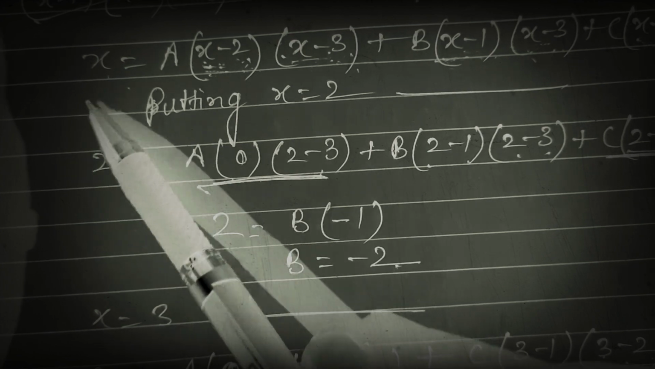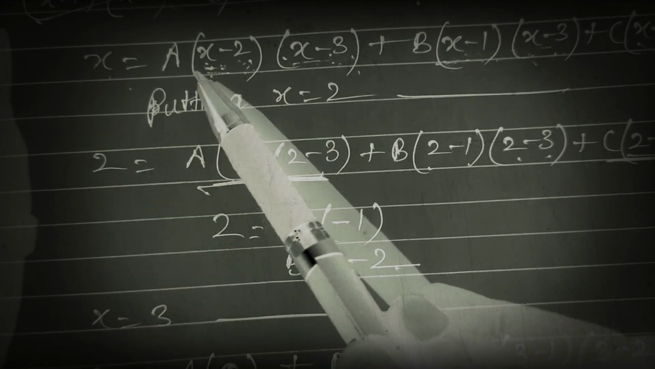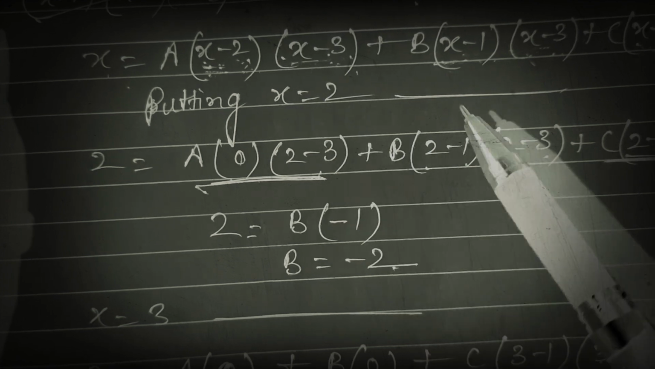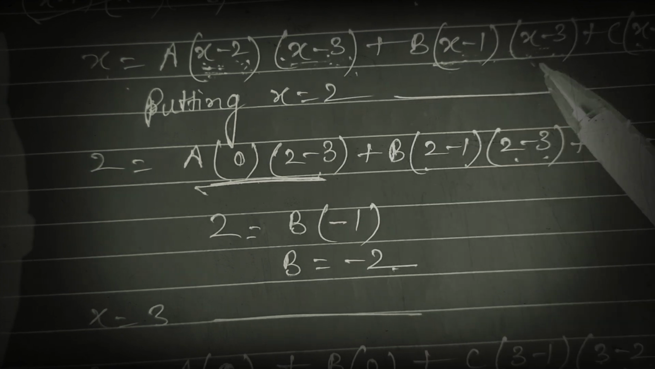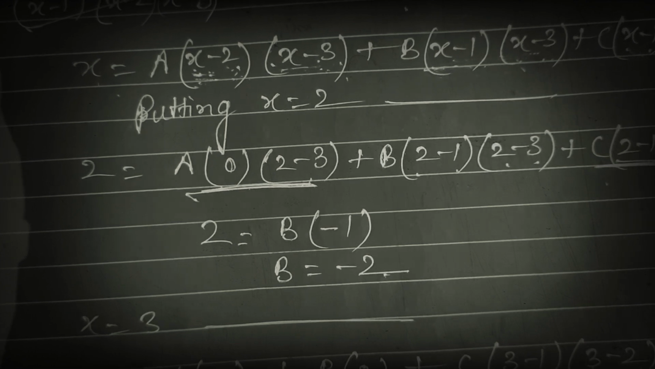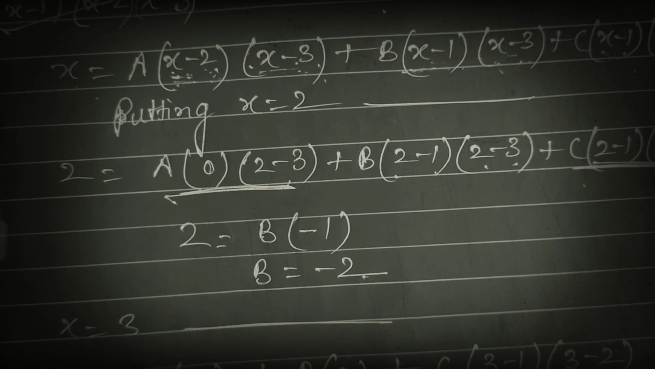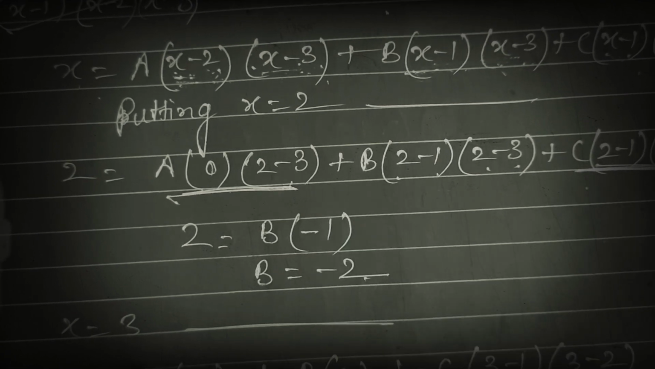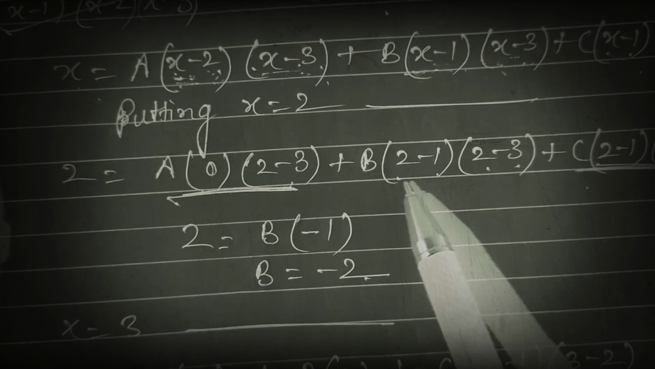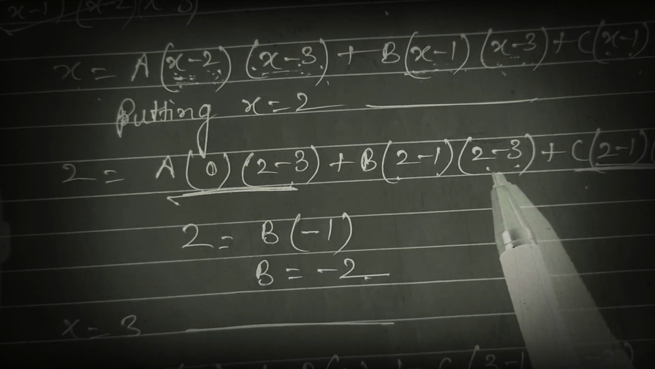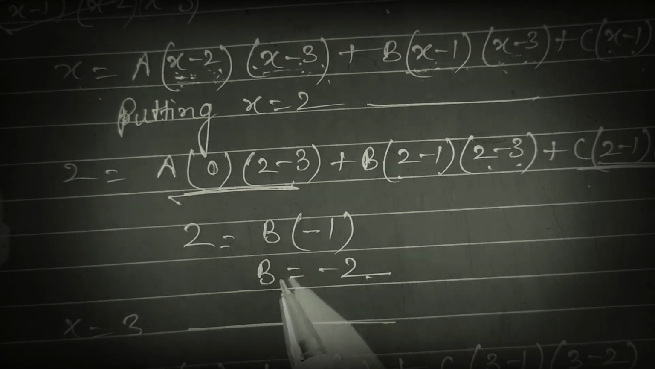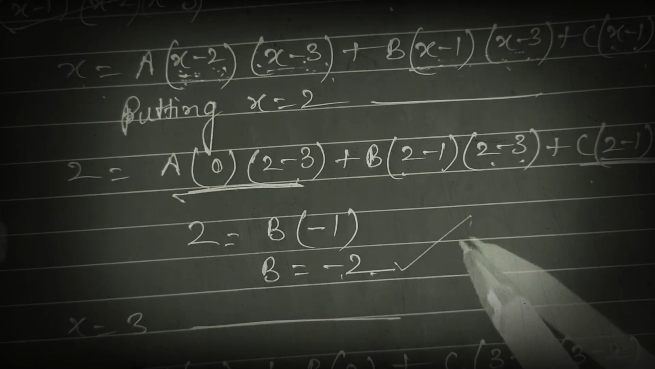X equal to 2 on both sides. So 2 is equal to A into (2 minus 2), which is 0, into (2 minus 3), plus B into (2 minus 1) into (2 minus 3), plus C into (2 minus 1) into (2 minus 2). The A and C terms are 0. Then we get B into 1 into minus 1, which is minus 1. So minus B is equal to 2, so B will be minus 2.